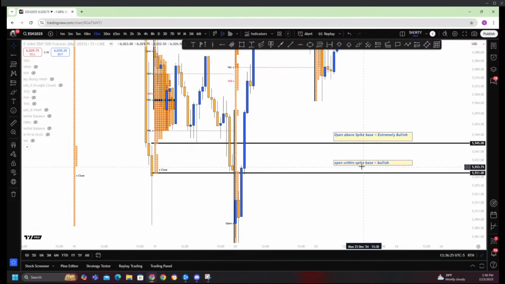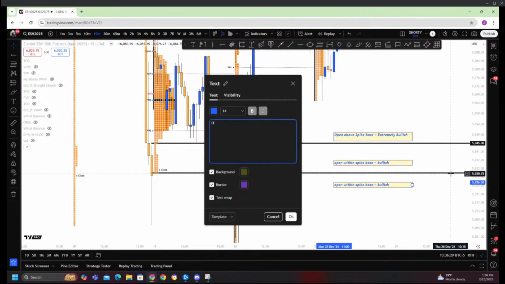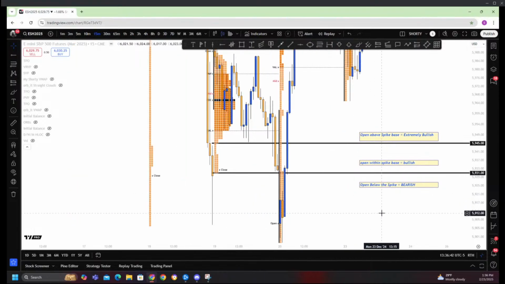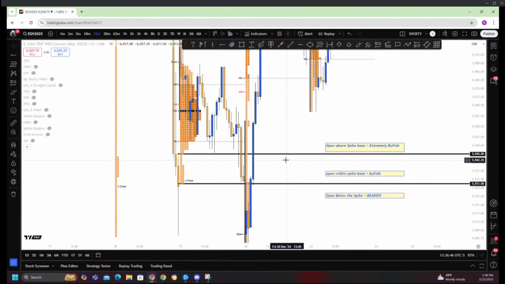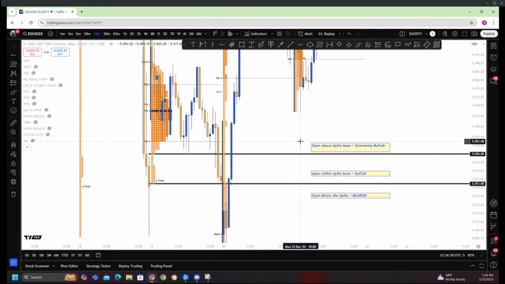And then if you open below it, it is what? Bearish. Both start with B, bullish and bearish. Okay. So now, whenever you see a spike, when the M period creates new lows compared to the rest of the day, then you know how to play it.